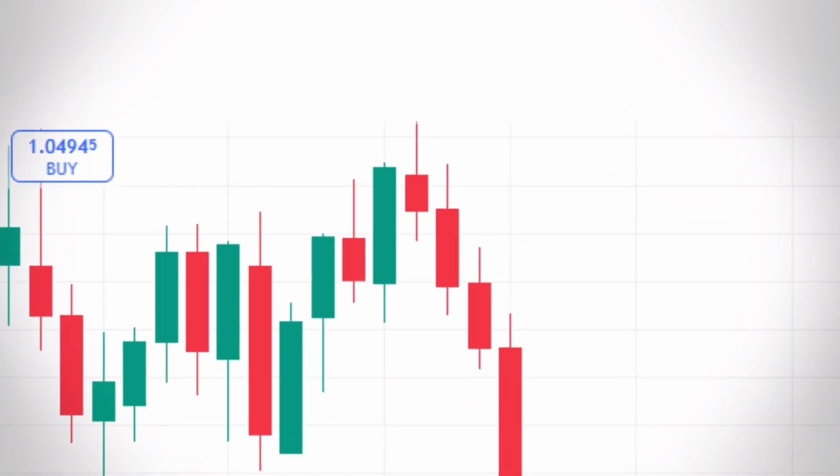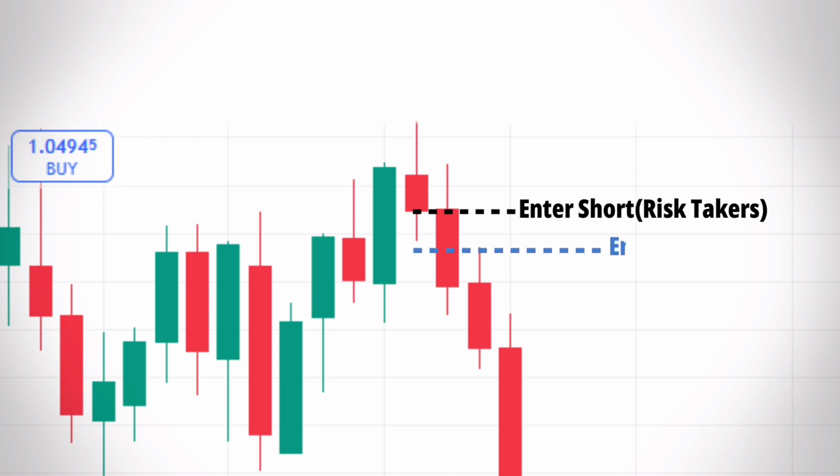Now here's how to trade using a bearish harami. Enter a short position after the second candle in the bearish harami closes. That's for those who are risk takers. But for people who are more cautious, traders may wait for price to break below the low of the second candle. Place your stop loss above the high of the first candle to protect against potential continuation of the uptrend. That's in case there's a false signal.